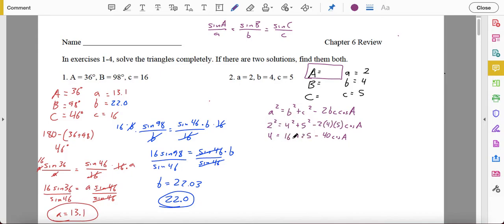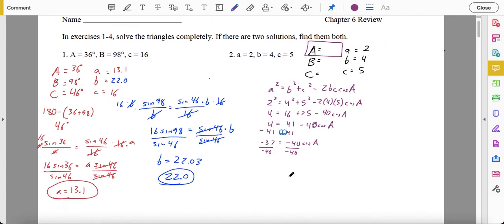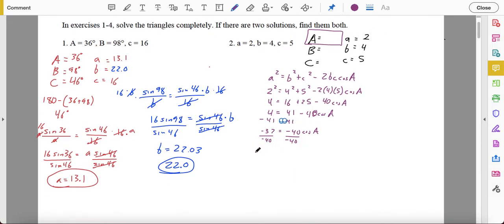Okay, sorry. So we've got 4 equals 41 minus 40 cosine A. Again, we cannot combine those because they're not like terms. 40 is multiplied by cosine A while 41 is not. So our next step is to subtract 41 from each side. So we got negative 37 equals negative 40 cosine A, divided by negative 40. And we have 37 over 40 equals cosine A. I made that positive since 2 negatives divided by each other is a positive.